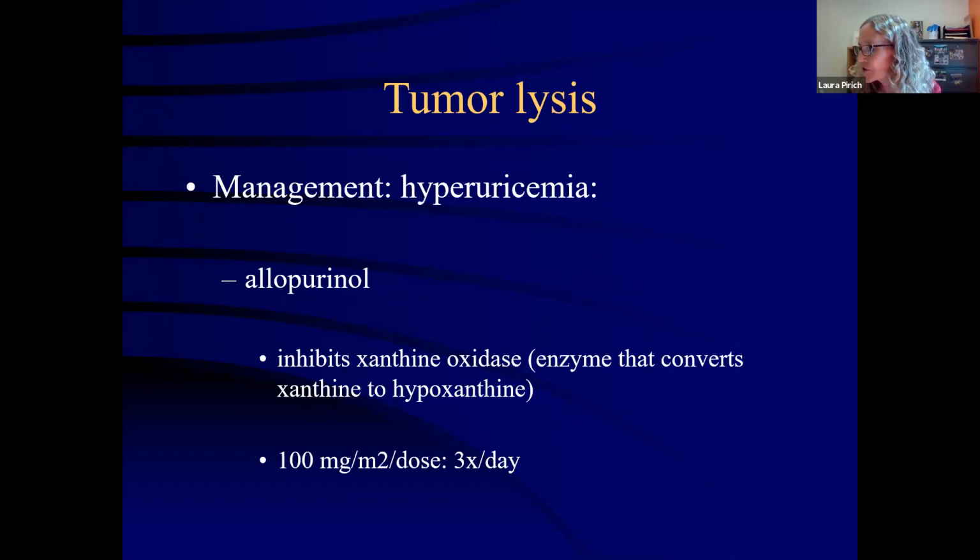We manage hyperuricemia in two ways. In general, the more common way is allopurinol, and allopurinol works by inhibiting xanthine oxidase, which is the enzyme that converts xanthine to hypoxanthine. And there's the dose right there on the screen, 100 milligrams per meter squared per dose.